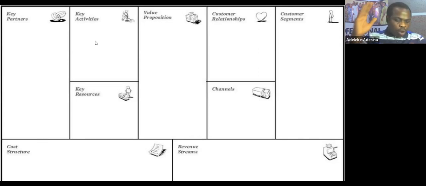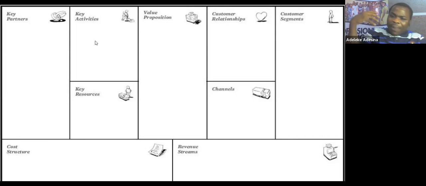So these are the elements. For Amazon, for example, their cost structure is their warehouse. They invest money in acquiring a warehouse. They invest money in training their staff. They invest money on their digital infrastructure, setting up the platform.